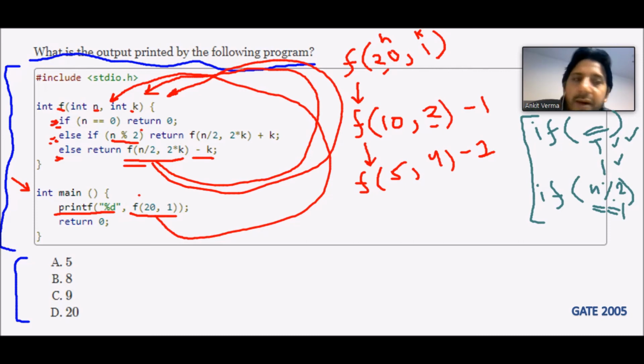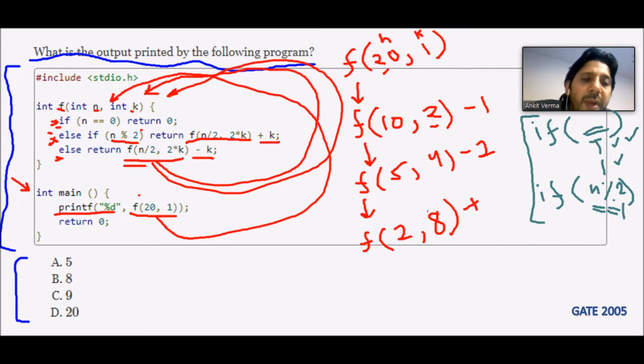N is not 0, then n mod 2, 5 mod 2 is 1, and we want 1, correct. So this statement will run. It is saying f(n/2, 2*k) + k. It is calling recursively f with n by 2, which means 5 by 2 is 2, and 2 into k is 8. It is saying plus k, that means plus 4. Again it is calling.